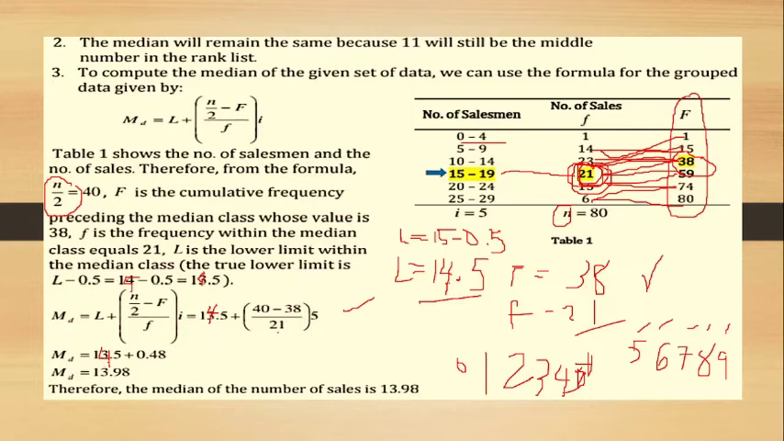So, 14.5 plus 0.48 is 14.98. Therefore, the median of the number of sales is 14.98. Please correct that.